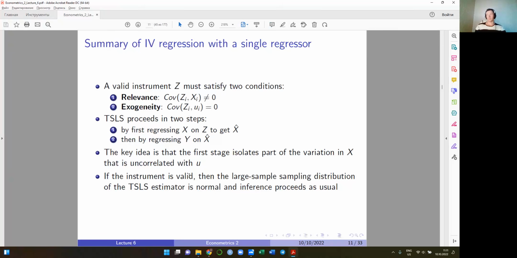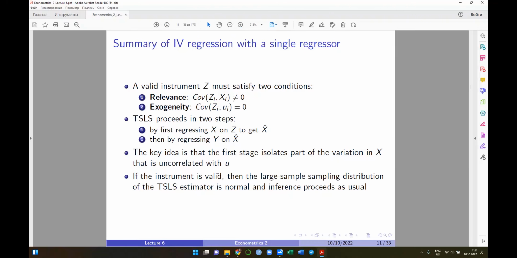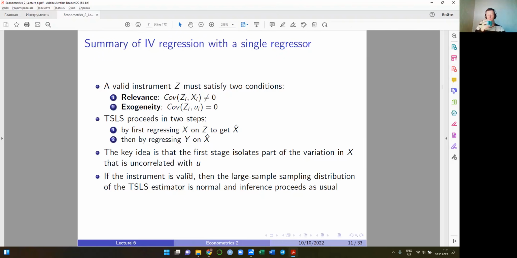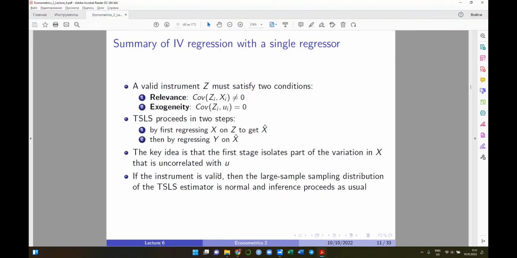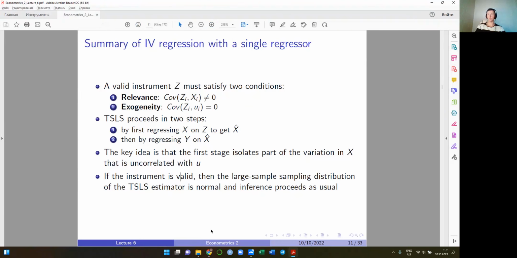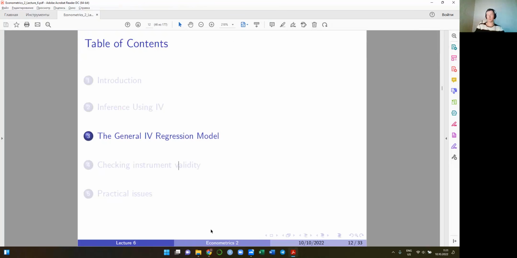Any questions regarding the application of instrumental variables? No questions? Then we extend this model slightly.